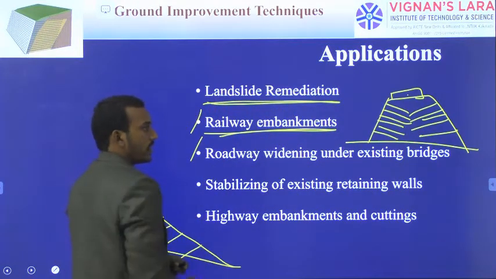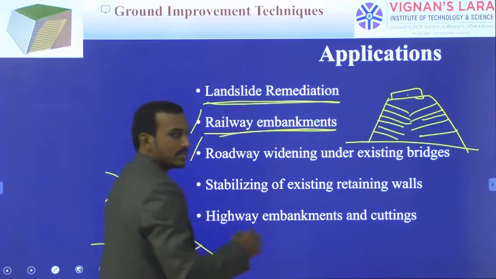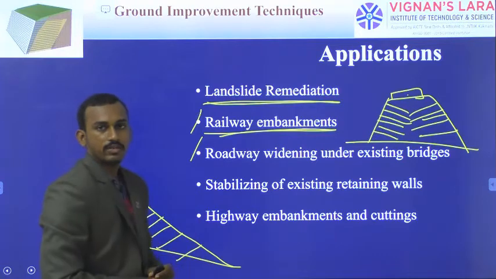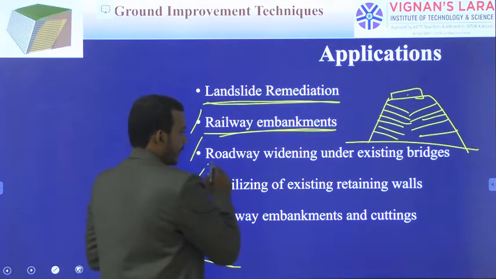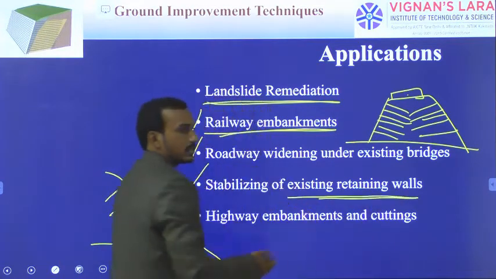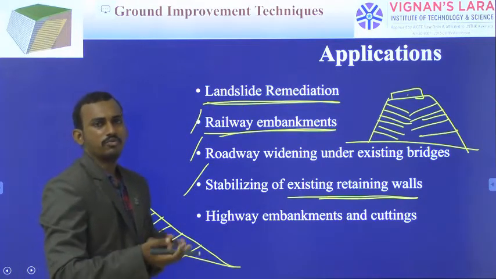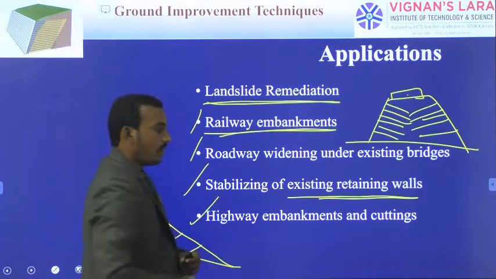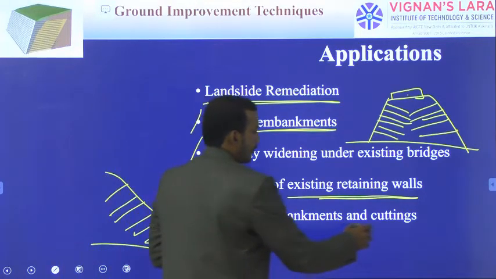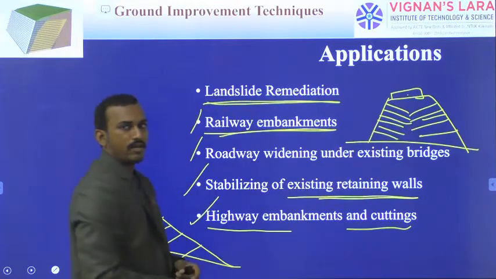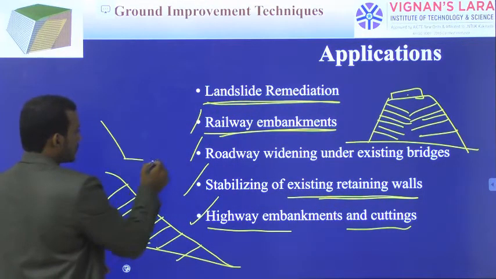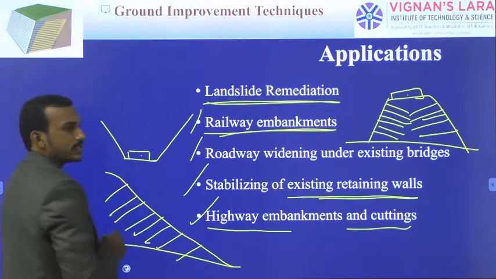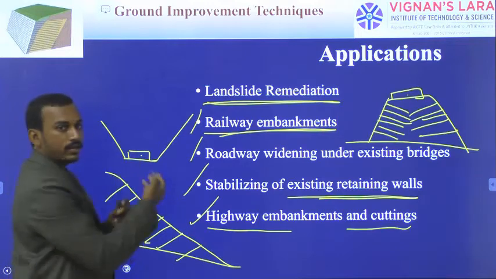The next one is roadway widening under existing bridges. If there is already a bridge and we have to widen the road, in that case also we can use the soil nails. Next, stabilization of existing retaining walls. Actually a retaining wall is there but it is about to fail, so in order to stabilize it we can use the soil nails. And highway embankments and cuttings. A highway embankment is very similar to the railway embankment, and cutting means in some cases we cut the soil like this and place a road here. This is known as a road in cutting.